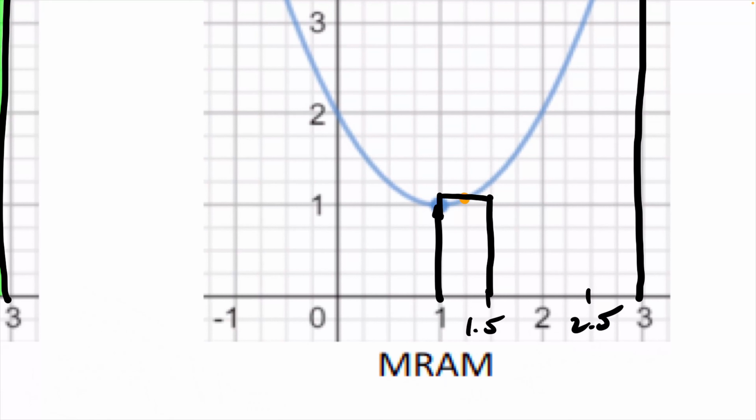The next rectangle goes from 1.5 to 2. What's the midpoint of 1.5 to 2? 1.75. That's where your dot's going to be. And that'll determine how tall your rectangle needs to be.